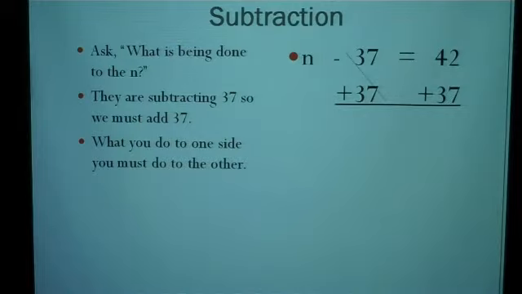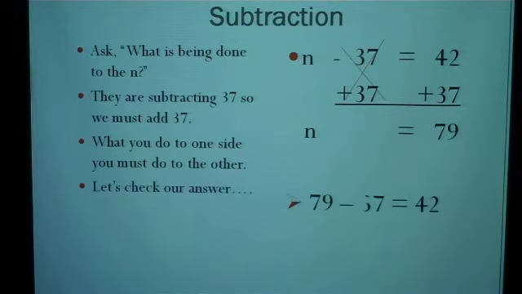This side will cancel out, leaving the n, and this side will give us the answer. 7 plus 2 is 9, and 4 plus 3 is 7. Now we're going to use substitution. We're going to put the 79 in the n's place and work the original problem to see if we're correct. 79 minus 37 equals 42, and we are correct.